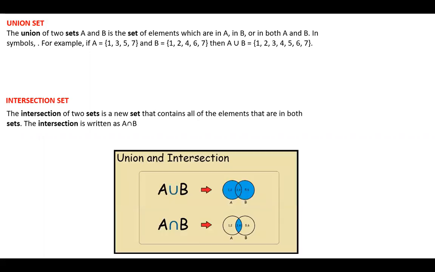The union set is just a set that is formed by combining two sets. An intersection set is just a set that is formed by getting common elements between two given sets, and then you write them together. The answer that you get is called an intersection set. This is an example of an intersection set, and this is an example of a union set.